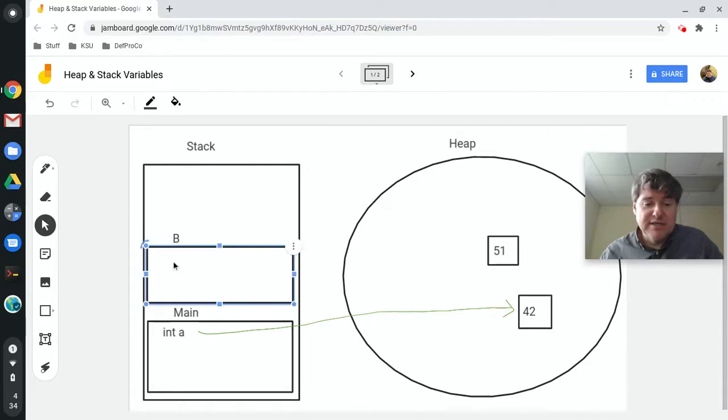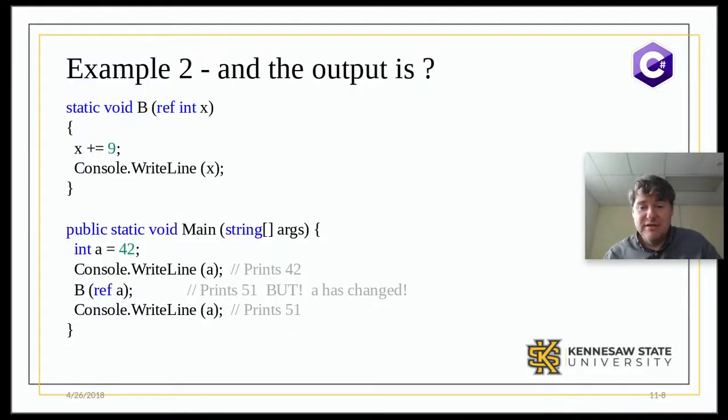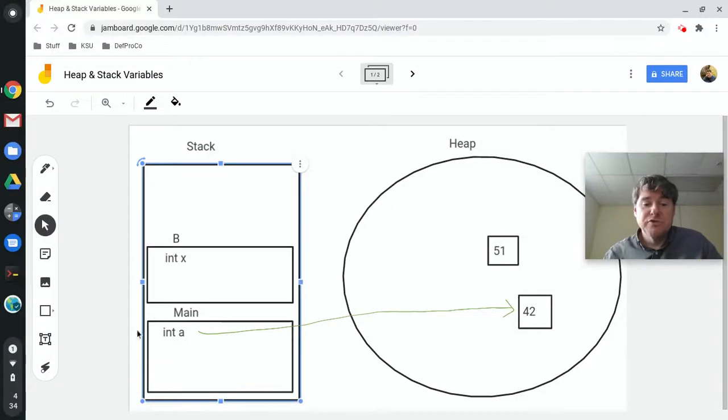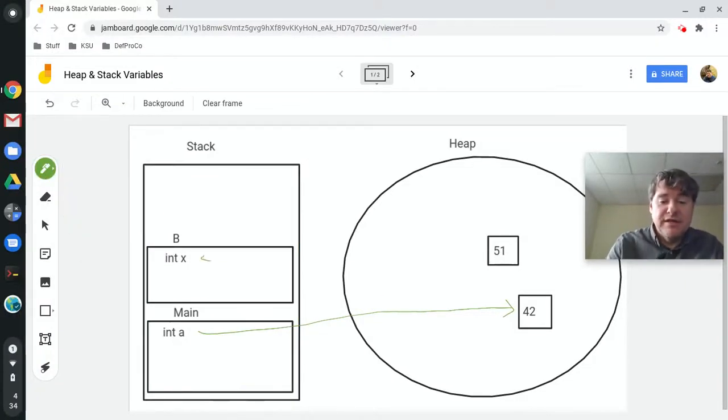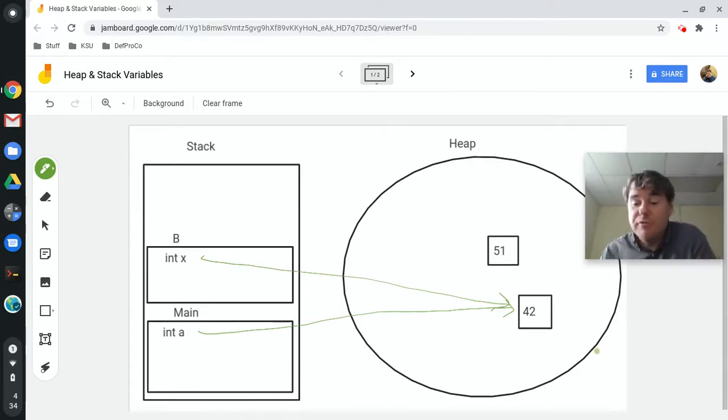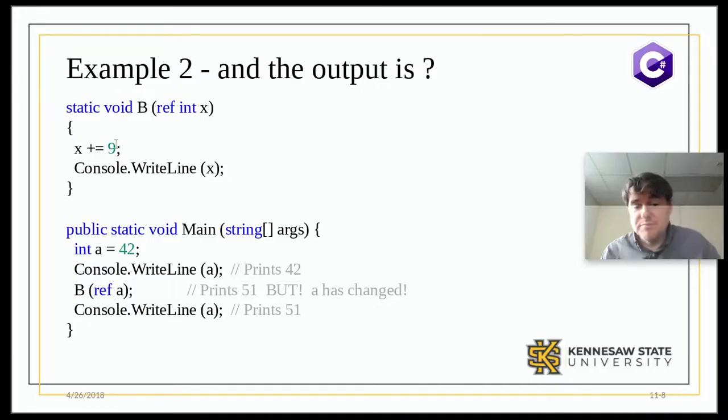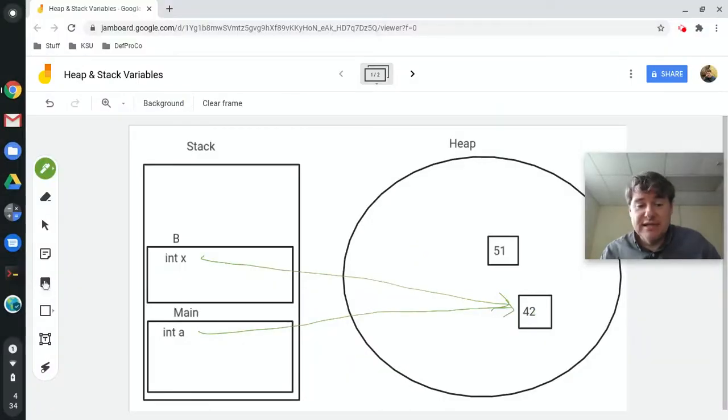What has changed is that my little guy called X, which is still an int, in this case, was passed a reference to A. So what he actually ends up looking like is he becomes this. He is a reference to the same blob of memory that we had when we were in the main method. So now, when I do my code of x plus equals 9, you can see exactly what's going to happen. That 42 is going to get updated to 51.